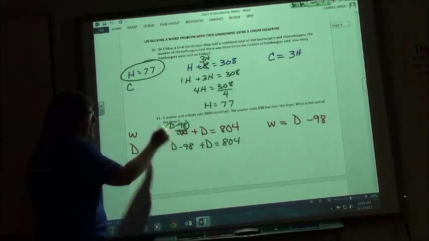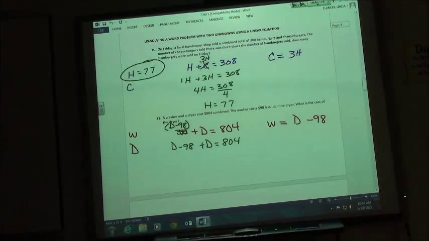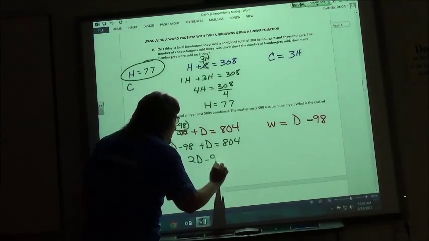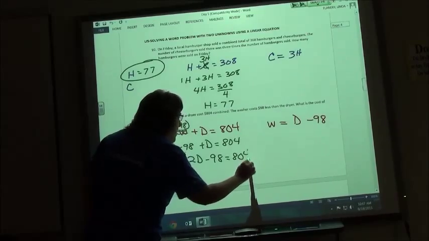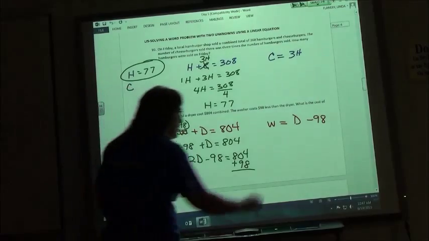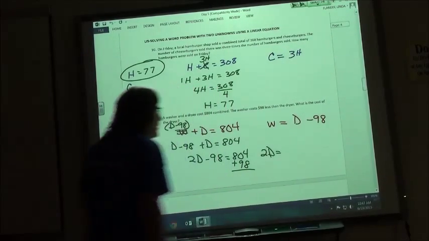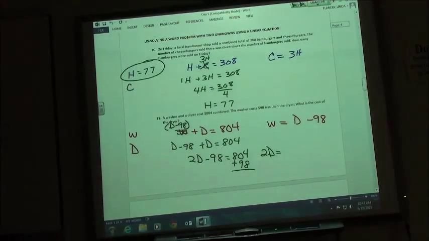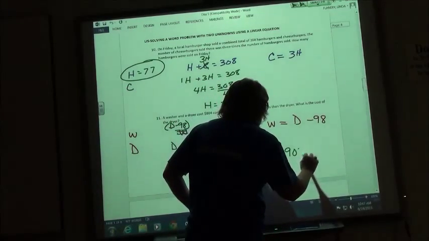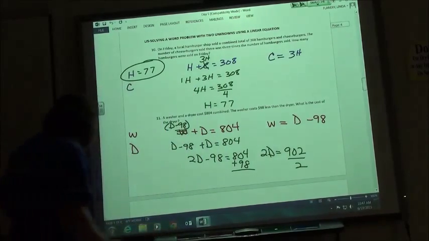Really don't need the parentheses since there's no signs in front of that. I could put them there if I wanted to, but I'm going to go ahead and combine my like terms. D plus another D would be 2D minus 98 equals 804. I have to go ahead and add my 98 to move that over to the other side. So 2D is going to equal 804 plus 98, which is 902. And then I'm going to go ahead and divide by 2.